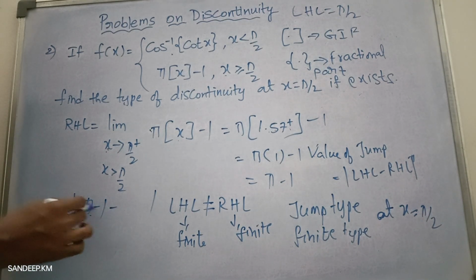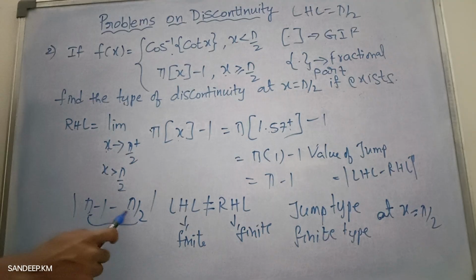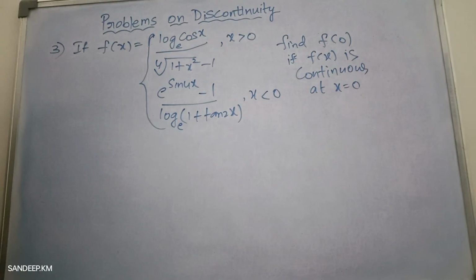I'm writing modulus of pi minus 1 minus pi by 2. Obviously this is a positive number because this is 3.14 and this is 1.57, and if you calculate you will get a positive number. So mod is not needed. So the answer is what? The value of the jump is pi minus 1 minus pi by 2. Modulus is not needed. Okay, so this is about the second question. Let us go with the next question.